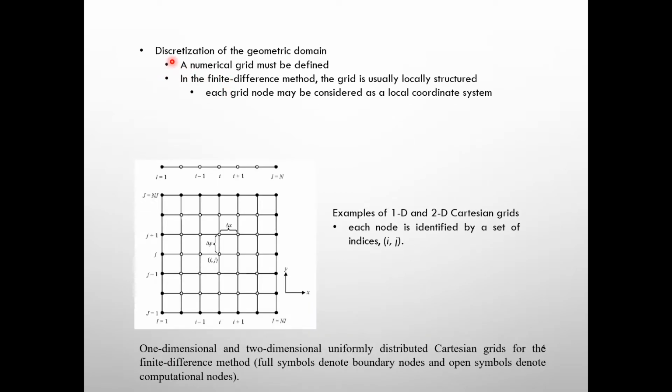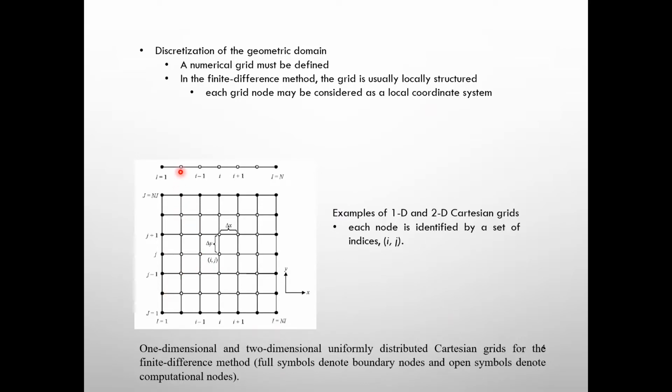The first step towards obtaining a numerical solution involves the discretization of the geometric domain. Firstly, a numerical grid must be defined, and in the finite difference method, the grid is usually locally structured. As we mentioned before, unstructured mesh is not really effective for this approach or method. Each grid node may be considered as a local coordinate system.